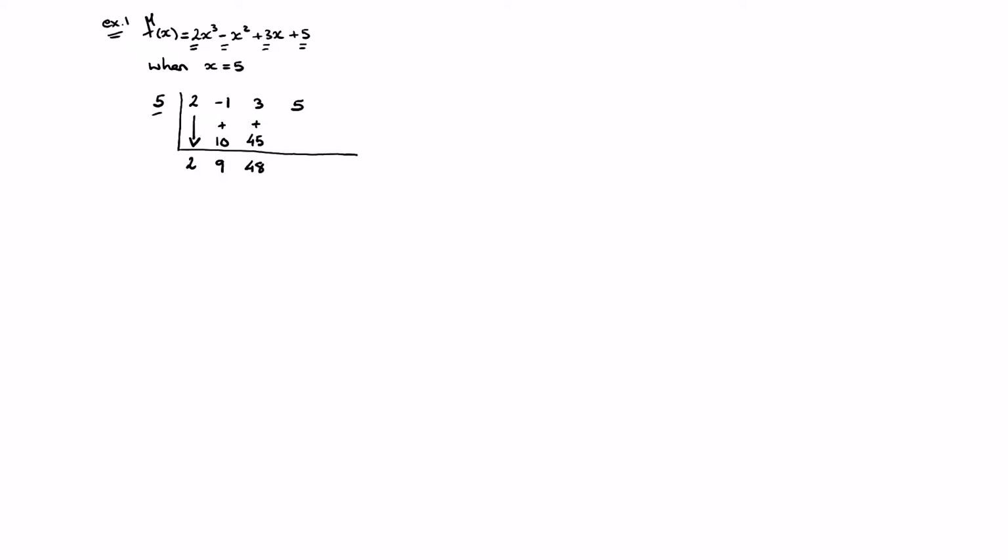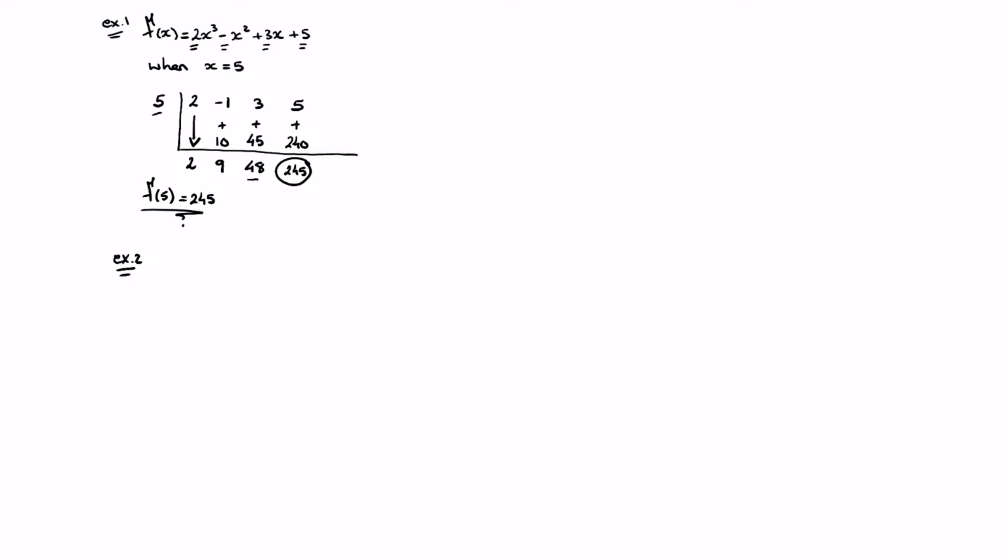Finally, 5 times 48 is 240, which we write beneath the 5. And our final step, 5 plus 240, is 245. And we're done. We've just evaluated this polynomial at x equals 5. In other words, f of 5 equals 245. And that's how the nested scheme works. Let's look at another example.